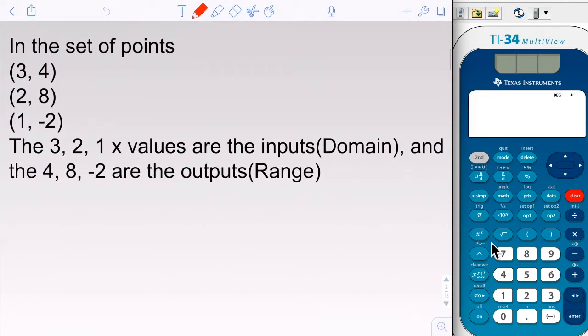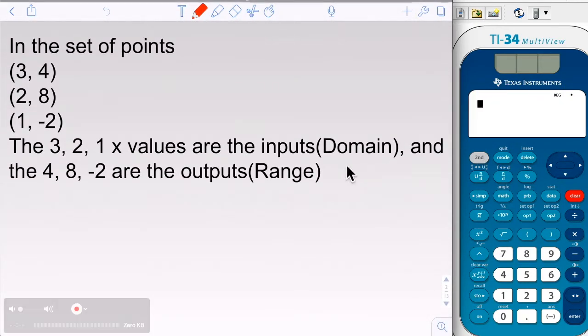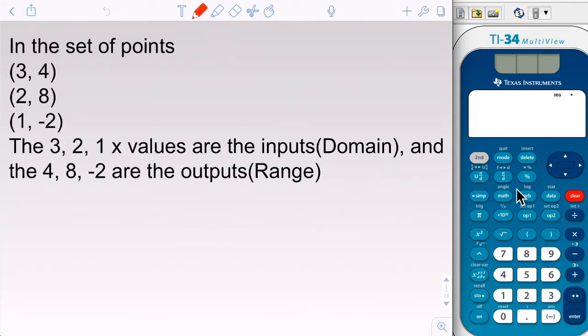For a further example of that same point, in a set of points, if I have these three points, the 3, 2, 1, these x values would be called the domain. It's the inputs, what you plug into the function. And the 4, the 8, and the -2 are the outputs, or the range of the function.